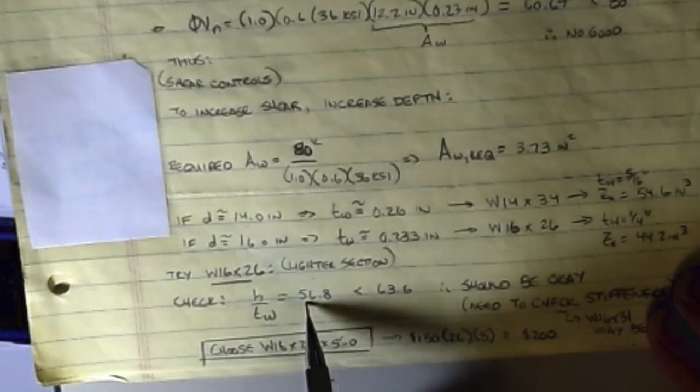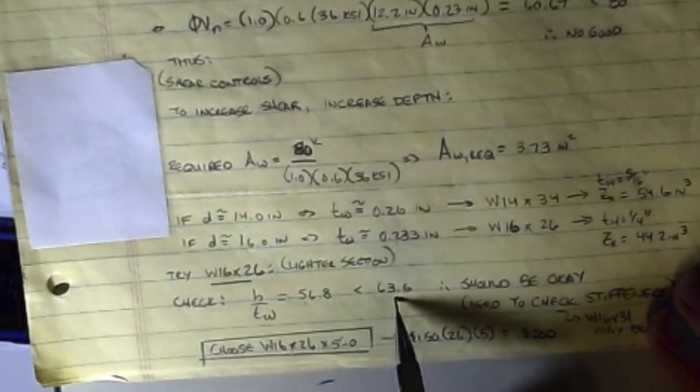All right, so again, all we have to do now is just run back through our checks for shear. We're going to check H over TW. Its value is 56.8. This side, the 63.6 number never changed. So with that, we should be okay.